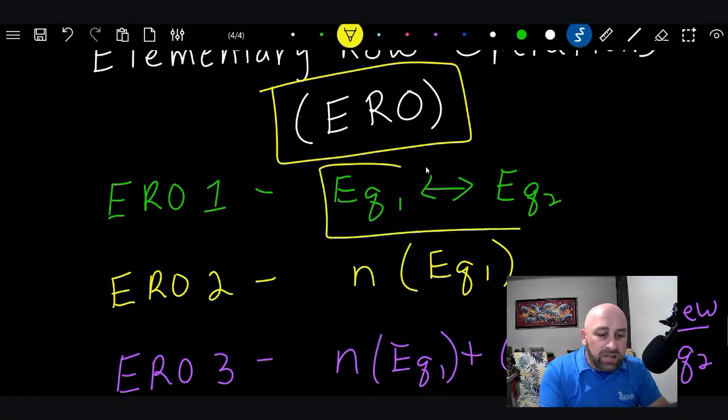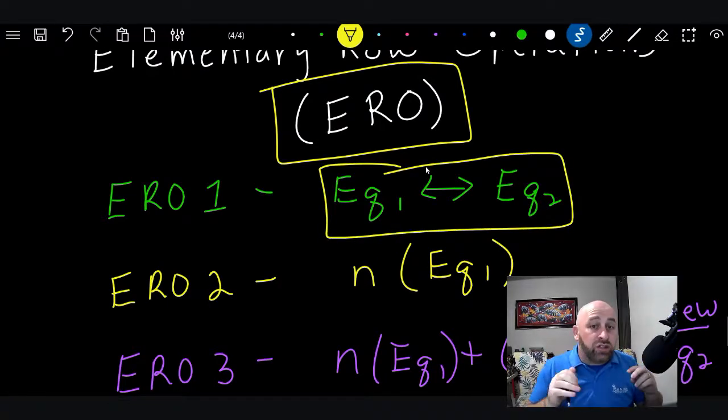ERO1 is simply exchanging EQ1. EQ stands for equation. Equation 1 and equation 2, you're just going to switch them. So if the book ever tells you, if a test or a quiz ever tells you, perform ERO1, well, what is ERO1? ERO1, elementary row operation number 1, is just switching equation 1 and equation 2.